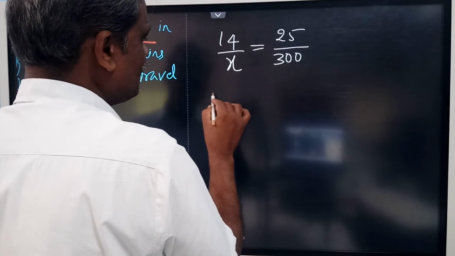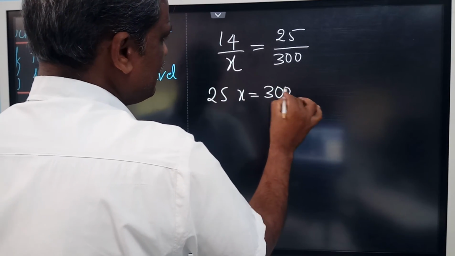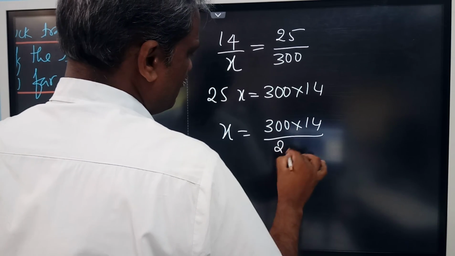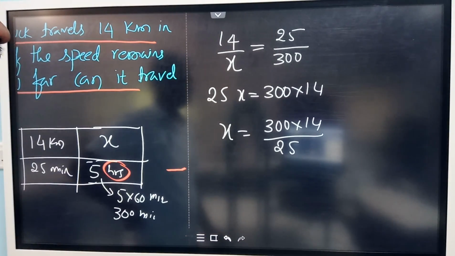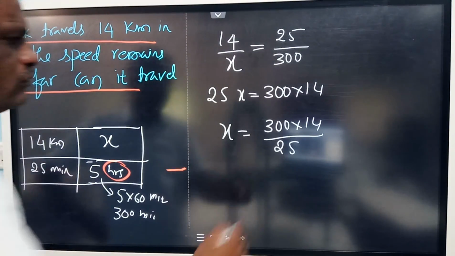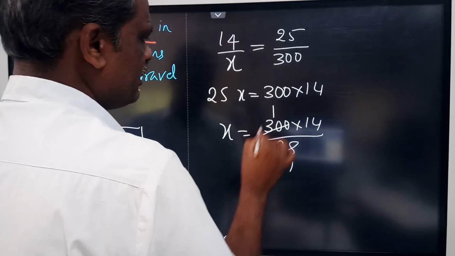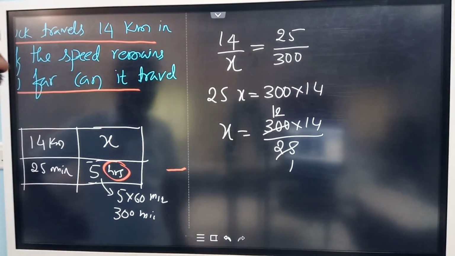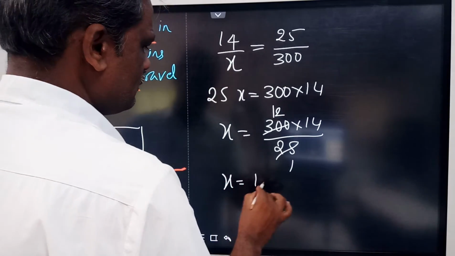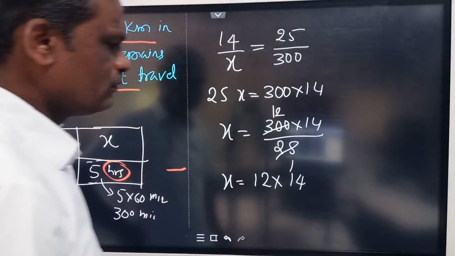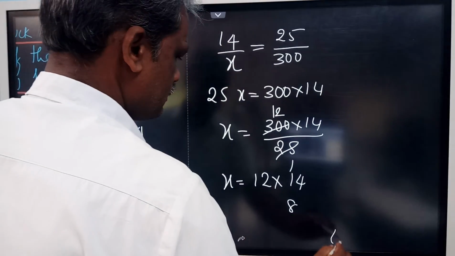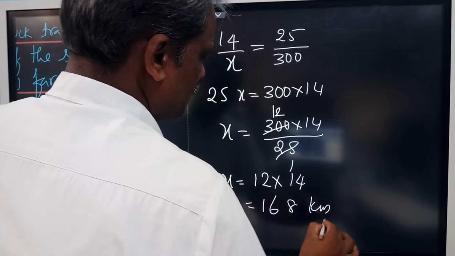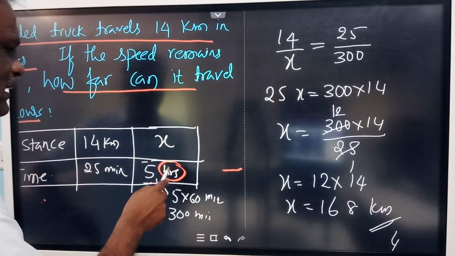So now you can simplify this one. 25x is equal to 300 into 14. X is equal to 300 into 14 divided by 25. Simplify this one. 25 ones are 25, 25 twos are 50. So now x is equal to 168. 12 into 14 is 168. What is that x? Kilometer. So 168 kilometer. It covers 168 kilometers in 5 hours.